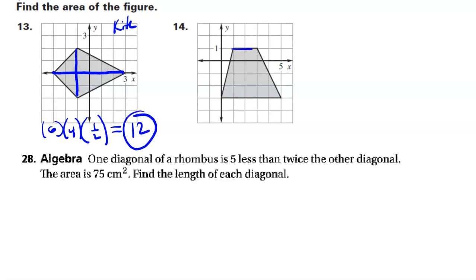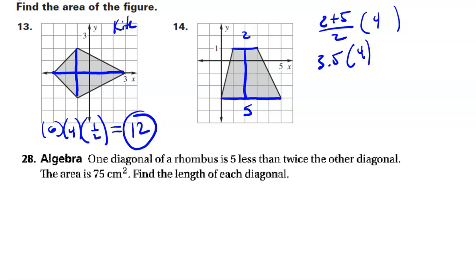All right, over here I have 2. I have 5. So base 1 plus base 2 chopped in half. That's 3.5. And then times the height, that's 4. So 3.5 times 4, that's a double, which is 14. Boom.